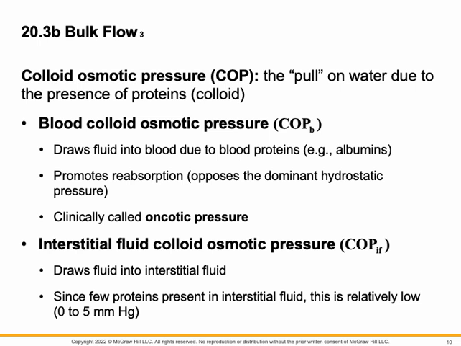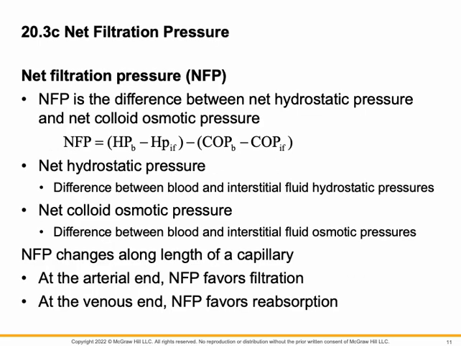So two main pressures, hydrostatic and colloid osmotic, and then for each you have the pressure in the blood and the pressure in the interstitial space. What you can then do is take all of the pressures that promote filtration and subtract all of the pressures that oppose filtration, and what you get is your net filtration pressure. So it's the difference between the net hydrostatic and the net osmotic.